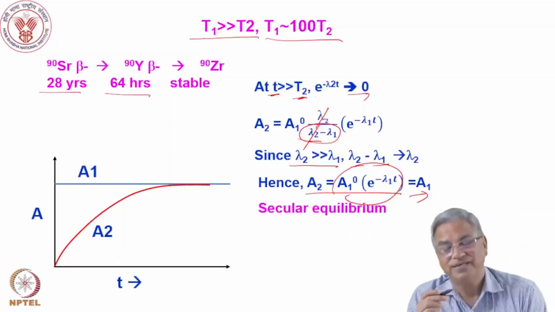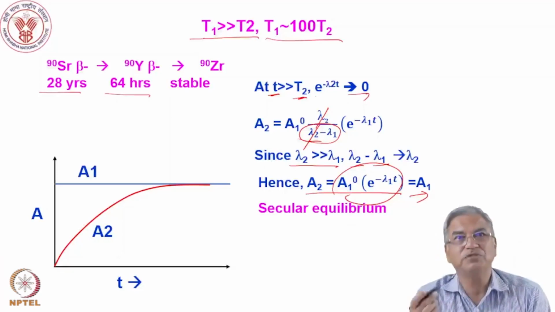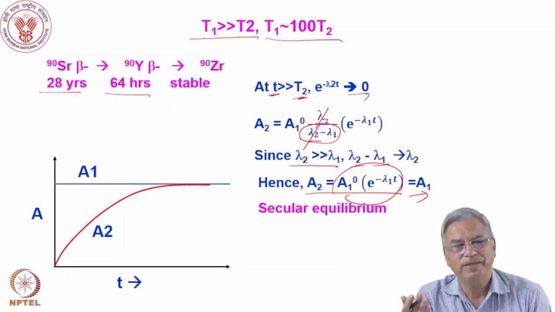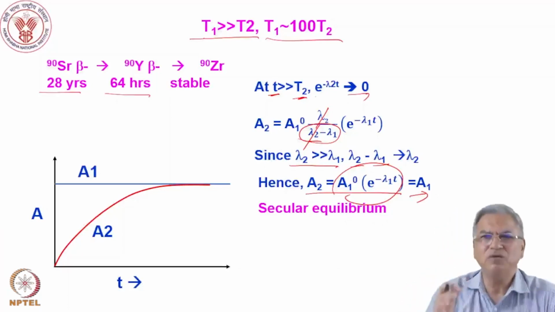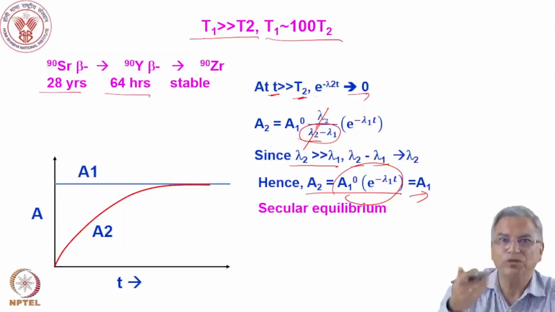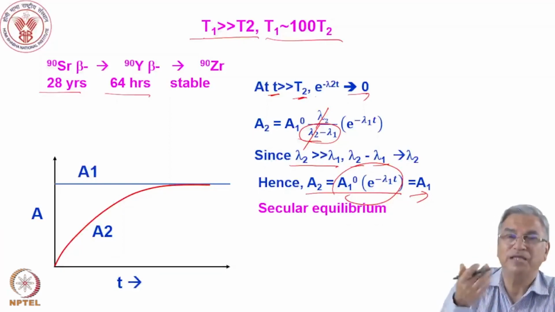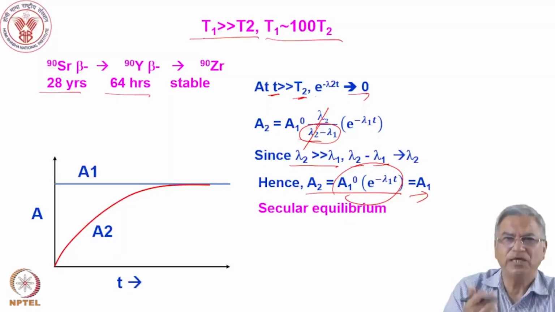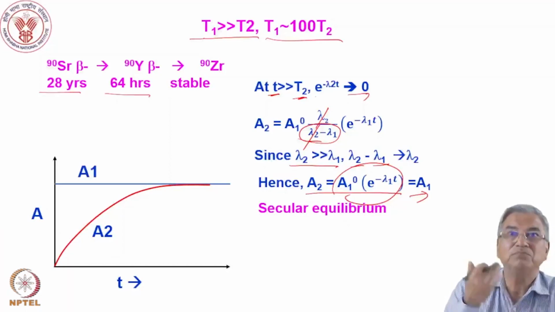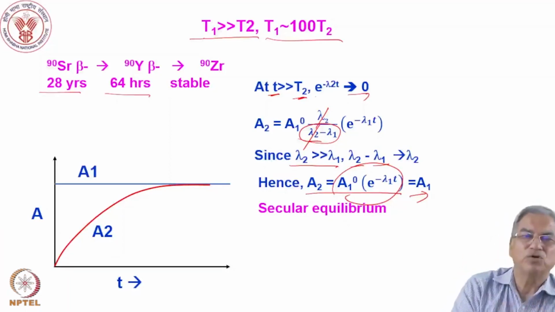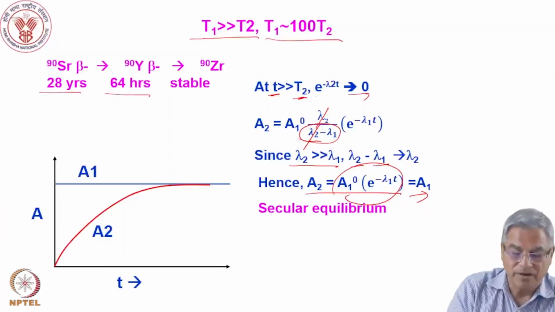So you can see the very meaning of secular is that they are the same. In the case of transient equilibrium, the daughter activity decays with the half-life of the parent, but it is not the same. In fact, it is more than the parent activity because of the lambda factors. In the case of secular equilibrium, once equilibrium is established, the activity of daughter and parent becomes the same, A2 equals A1. I have tried to illustrate this using this graph here.